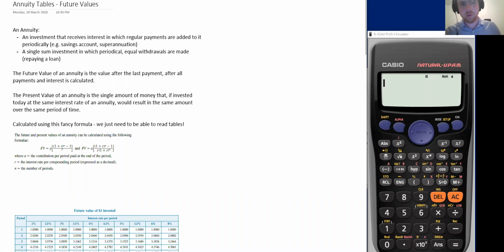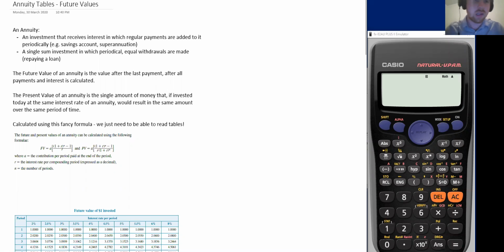Hello, Year 12. Today we're going to have our first look at annuities, and then we're going to look at using annuity tables and finding future values from them. Okay, so what is an annuity?